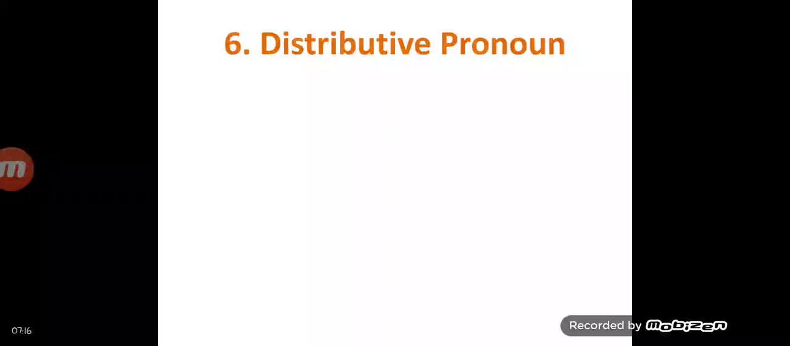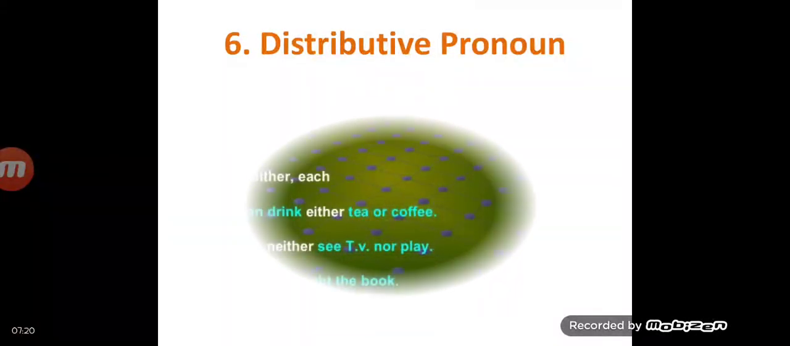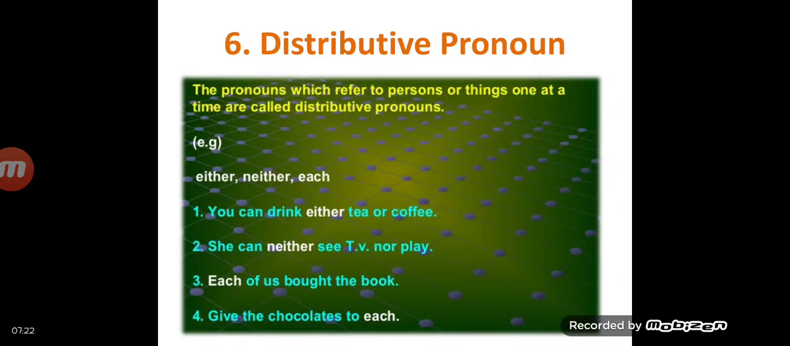Let's start with the sixth type, distributive pronouns. Distributive pronouns basically denote persons or things referred to individually in a pair or in a group. In a pair, you will use either or neither, and for a group, each is the best example.